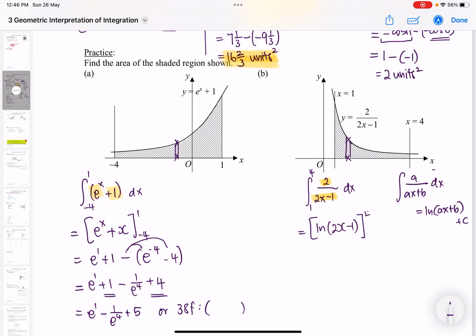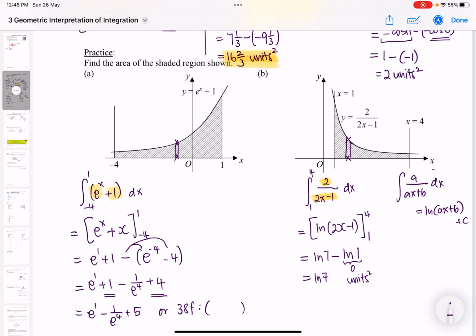I do not need a plus c, right? So I will just need to evaluate my definite integral. So I can sub in the top limit, which is 4. That will give us ln 7. And I sub in the bottom limit. Sorry, it's positive 1. So when I sub in the bottom limit, I get ln 1. Ln 7 minus ln 1. Ln 1 is actually 0. So the answer is just ln 7 units square for the area.